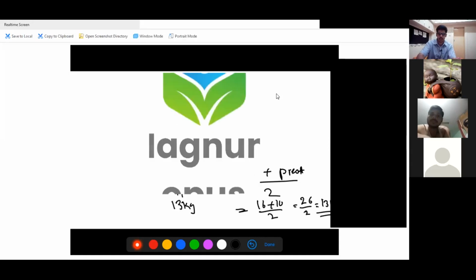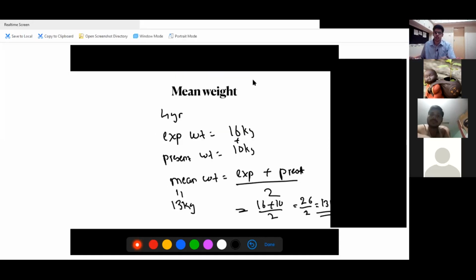Yeah, okay, 13. So 13 is the mean weight. While making a diet chart, as a doctor, we are aiming for 13 kilo. We are expecting this child to become 13 kilos within 3 months. We are not expecting him to reach 16 kilo.